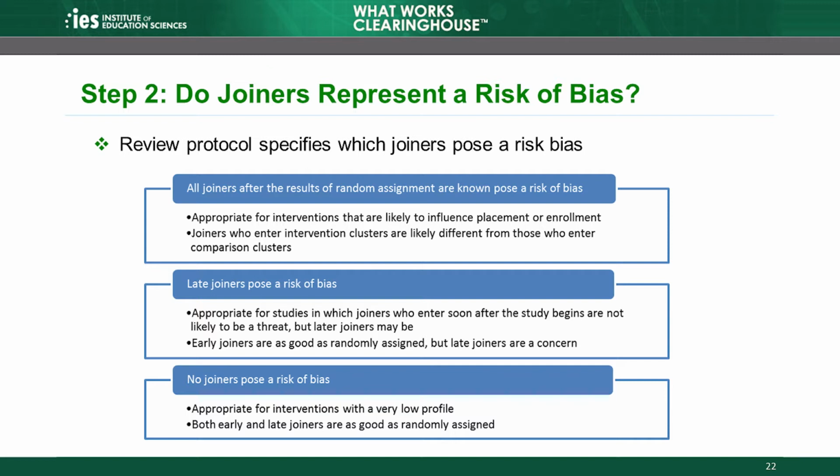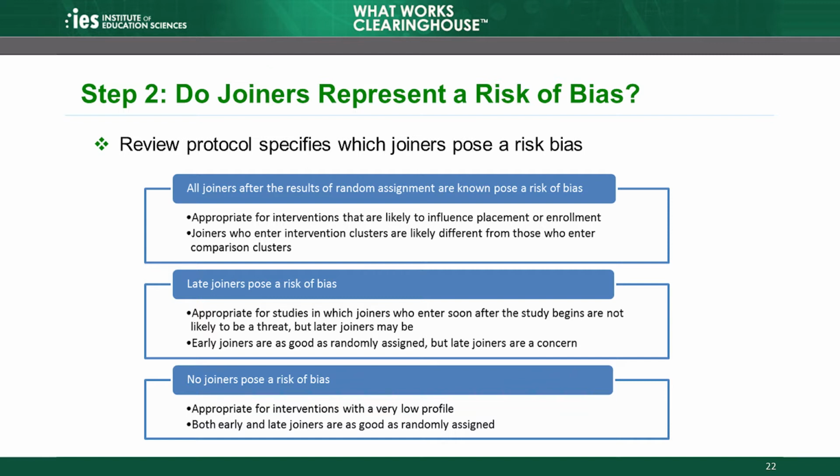If only late joiners pose a risk of bias, the review protocol will also specify the period used to distinguish between early and late joiners. For example, early joiners might include those individuals who enter a cluster within 6 weeks after the study begins, and late joiners might include those individuals who enter clusters after the 6-week period. A review protocol can specify this information for all of the interventions that are likely to be reviewed under that protocol, or separately for particular groups or types of interventions.